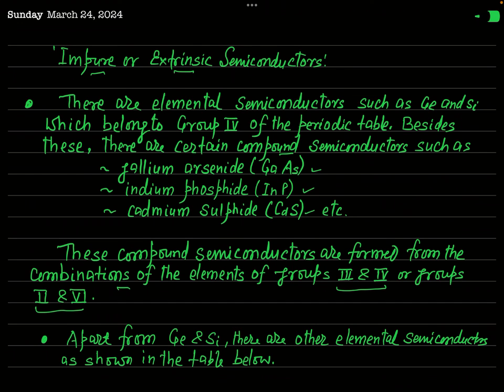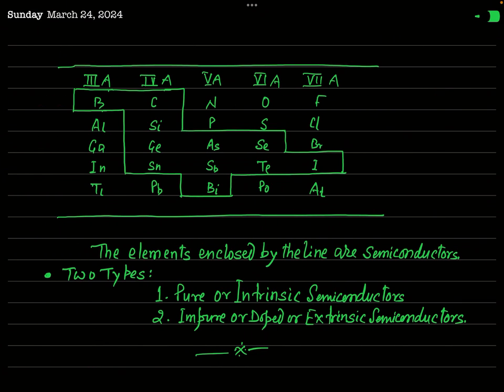These are compounds, but sometimes people think there are only two elements, Ge and Si, germanium and silicon, in our periodic table which are semiconductors. But this is not correct. In fact, in our periodic table, there are 11 elements which behave like semiconductors, and I have shown all those elements in this table.